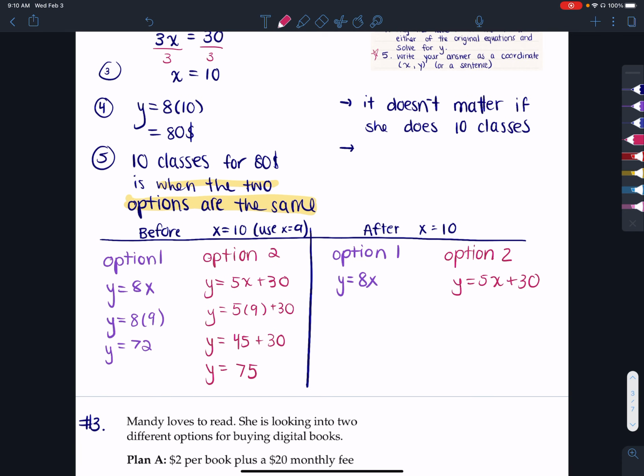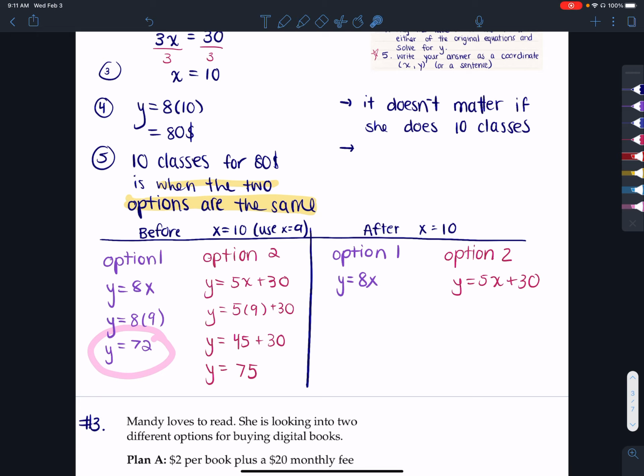So now, at x equals 9, or any value before 10, will give you kind of the same answer. We see that option 1 is cheaper. So if she wants to do less than 10 classes, she should pick option 1 because she's going to save money.